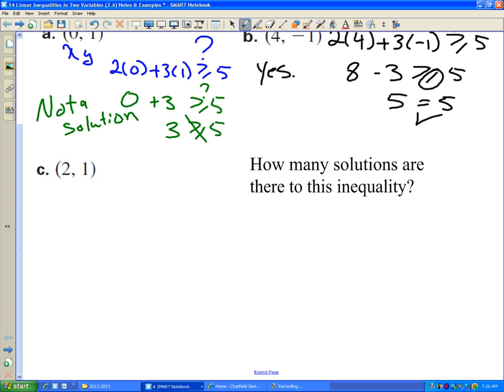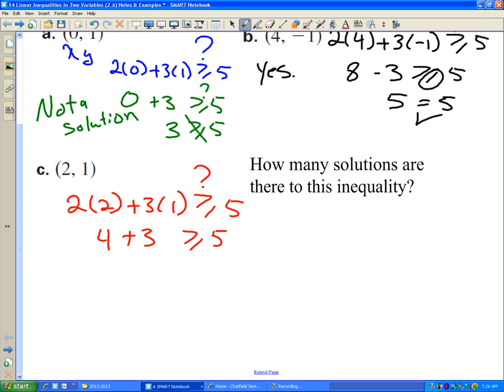All right, well, let's try my third example, 2, 1. So again, it's 2 times 2 plus 3 times 1. Is this greater than or equal to 5? 2 times 2 is 4. 4 plus 3 greater than or equal to 5? Question mark. 7 is greater than 5. So yes, this is also a solution. So I can have answers that are less than, answers that are equal to, answers that are greater than. Since I'm looking for greater than or equal to, letters B and C were my answers.